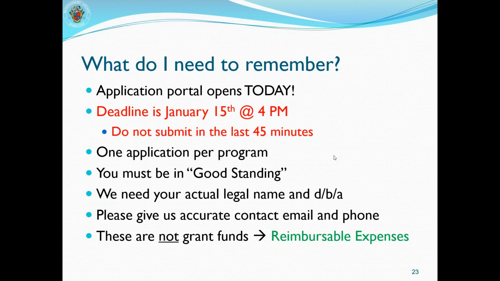We do need your actual legal name. In the application, you'll see now that there's two spaces, one for you to enter your legal name, so that's the one on the Articles of Incorporation, the one where you registered through the state of Maryland or the state that you're incorporated in, and there's another space for you to include your doing business as name, your common name. This way, we won't get confused on which organization we're contracting with. We can only contract with your actual legal name.